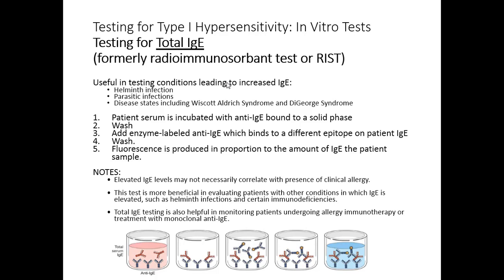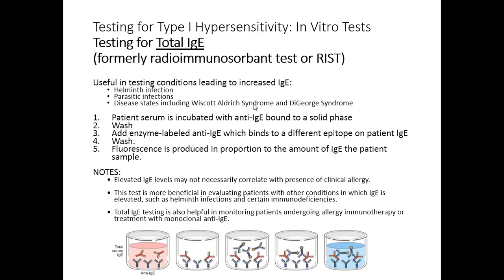In total IgE, we're really looking at monitoring things. We're looking to see if they've been exposed to something that caused an increased IgE, but not necessarily antigenically monitored. Maybe helminth infections, those are worms, right? Other parasites. Some disease states like Wiskott-Aldrich or DiGeorge syndrome.